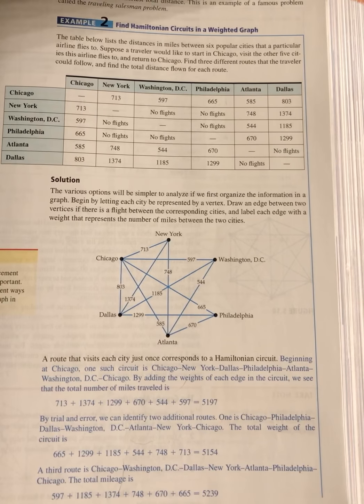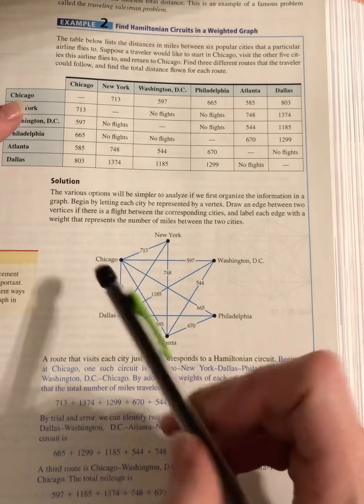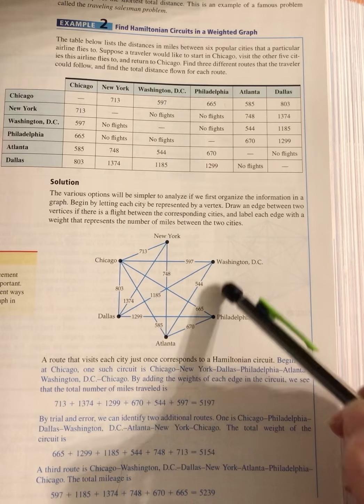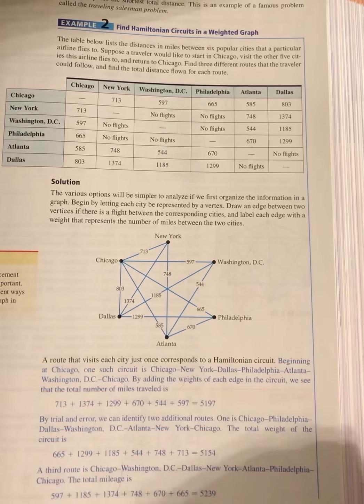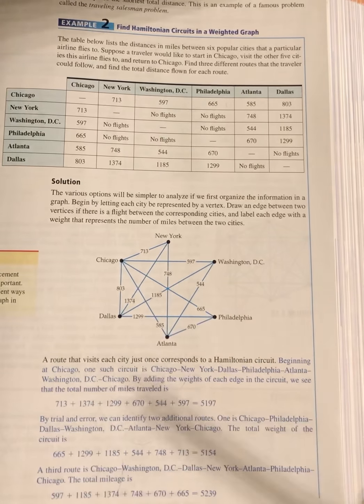My suggestion to you is to make them big. If you make them small, things get lost. Numbers are hard to squeeze in. Bigger is better in this case, okay? Now, to save time, I'm just going to use what they have here. They did Chicago, New York, Washington, D.C., Philadelphia, Atlanta, and Dallas. I probably would have done something the same.